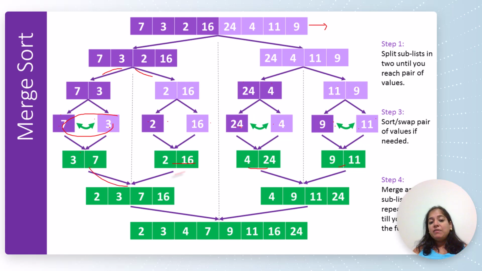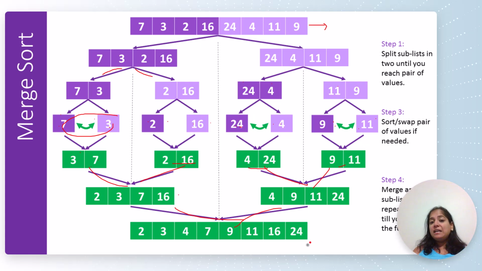Then again we take one pair. We merge and sort them, right? So after merging and sorting them, it becomes 2, 3, 7, 16, and this becomes 4, 9, 11, 24. Again, we merge and sort them. The process is recursive until we get one single list of sorted elements. So again, we merge and sort them. So it becomes 2, 3, 4, 7, 9, 11, 16, 24.